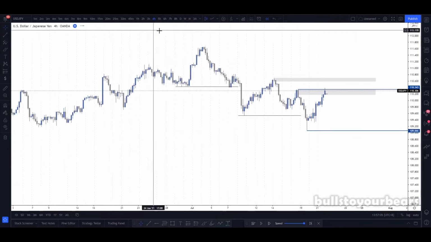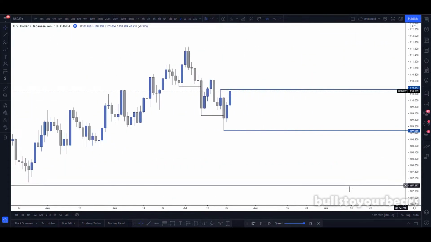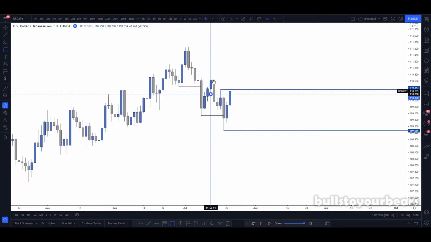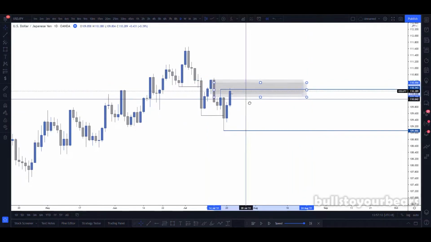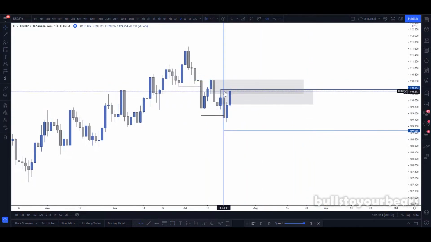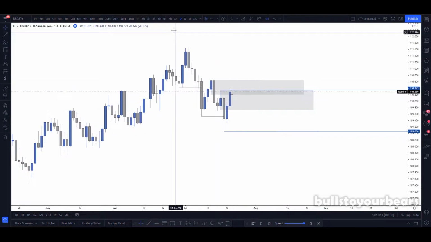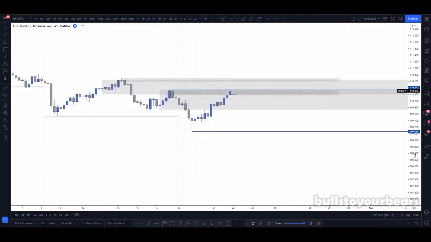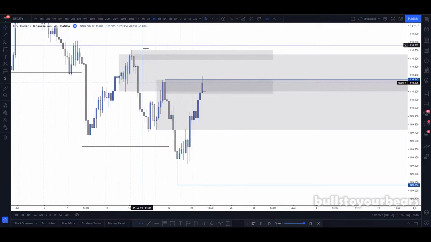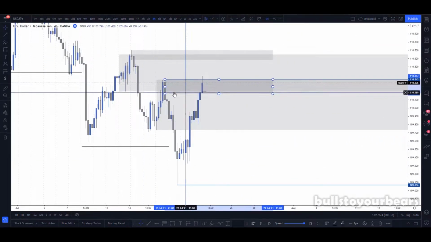So we go down to the 4 hour, but first let me just mark down the zone. So you guys can see, there's one other block here, and there's one other block here, right? So at this time and price, there's two other blocks. Then if we go down to the 4 hour, we can see that this is the refined order block. This is the refined order block.